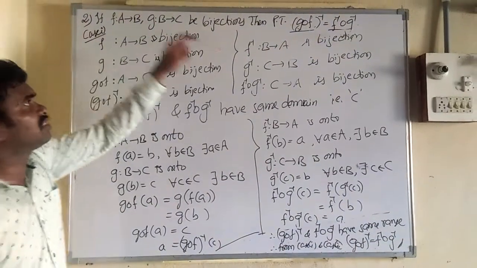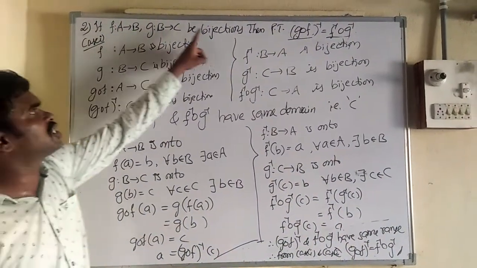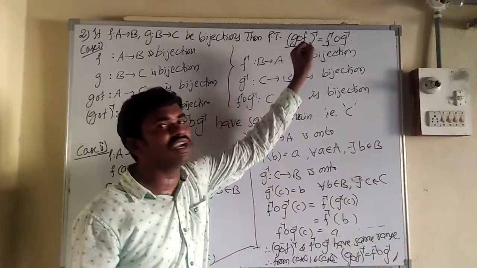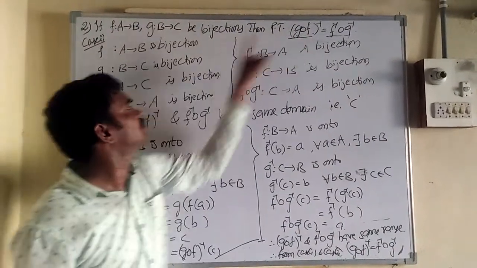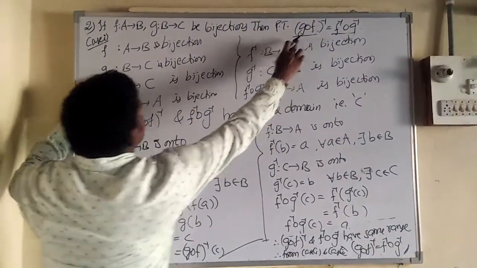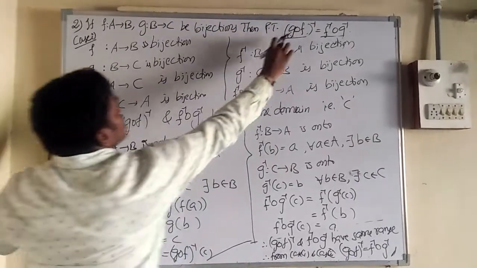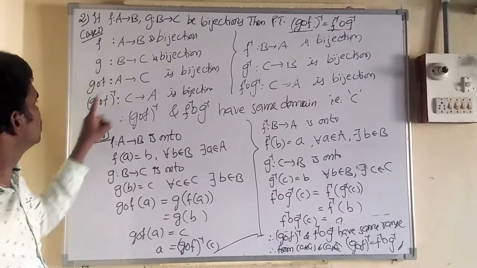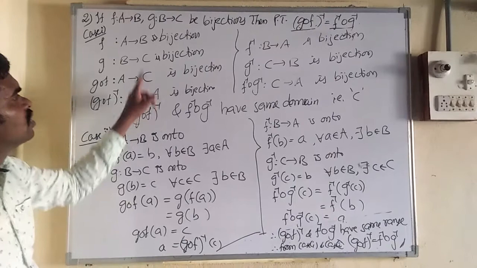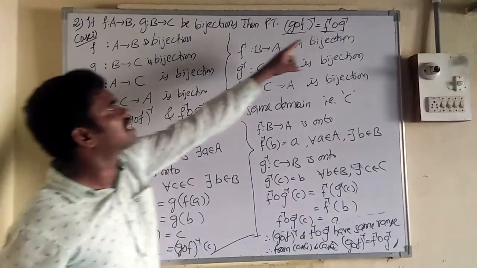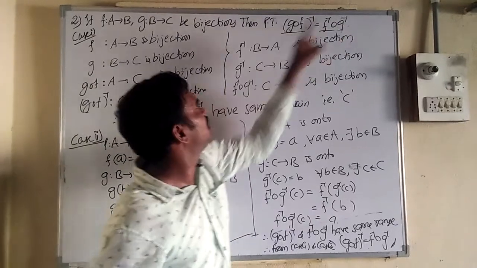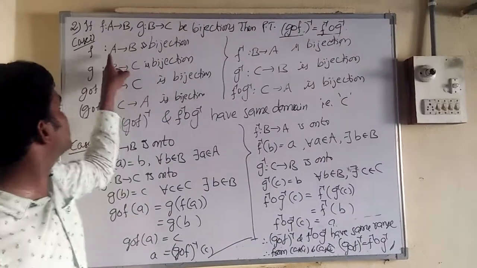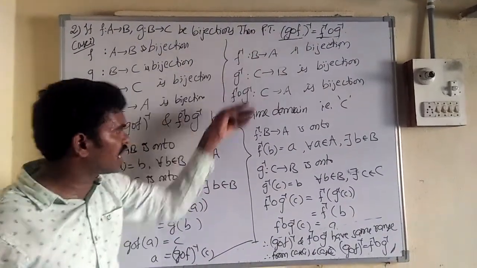Now can I say once again? Question: F from A to B, G from B to C are bijections, then prove that G circle F whole inverse equals F inverse circle G inverse. To show equivalent functions, first I am taking F, next G, next G circle F, next G circle F whole inverse. F: A to B, G: B to C, G circle F: A to C, G circle F whole inverse: what happens? It reverses, C to A. So bijection. Next, second: F inverse, next G inverse, next F inverse circle G inverse. What is F inverse? F is A to B, so F inverse becomes B to A.